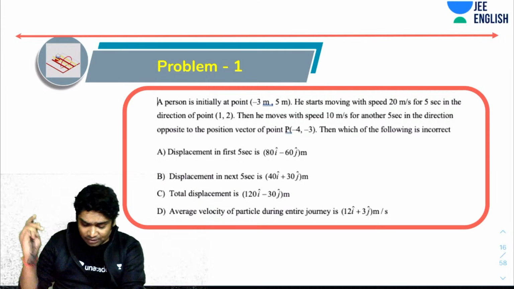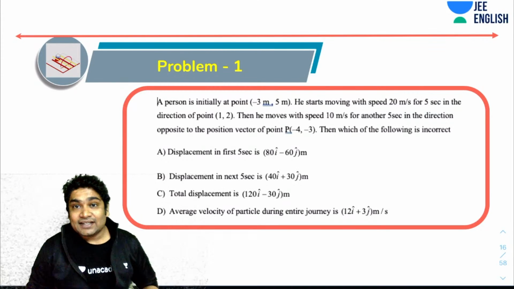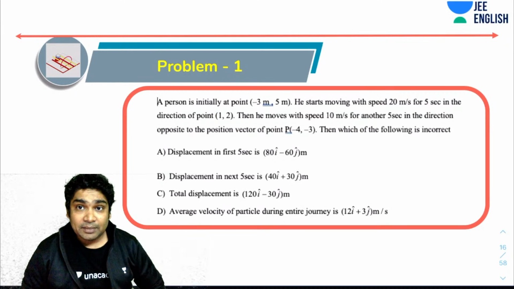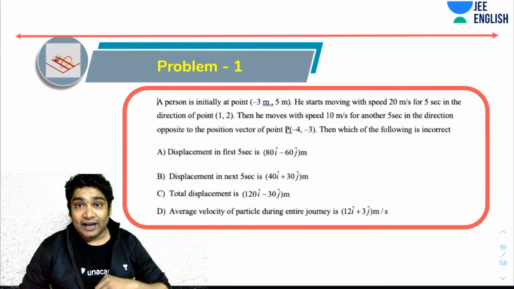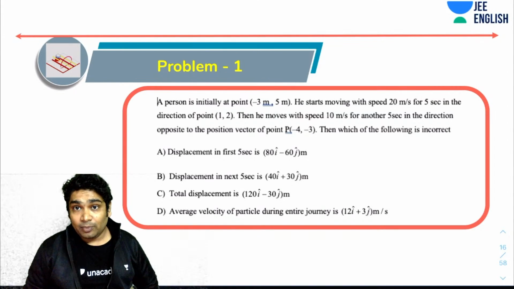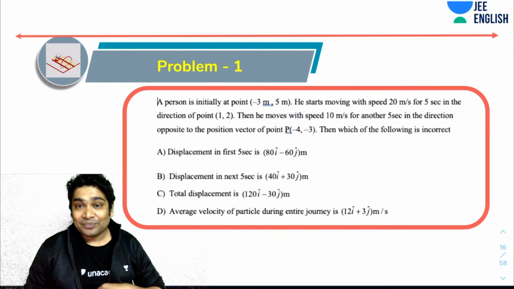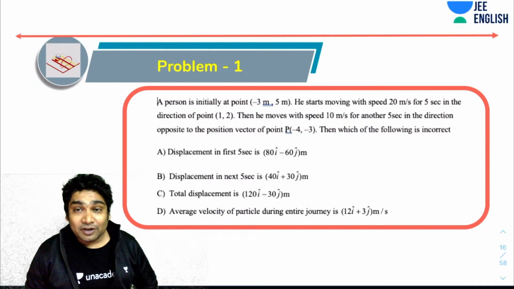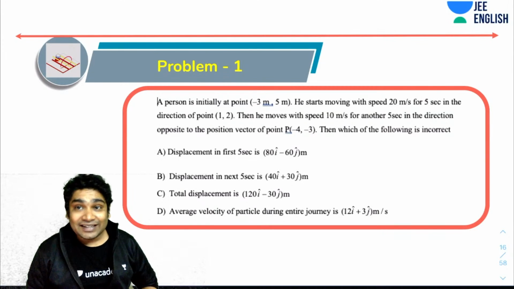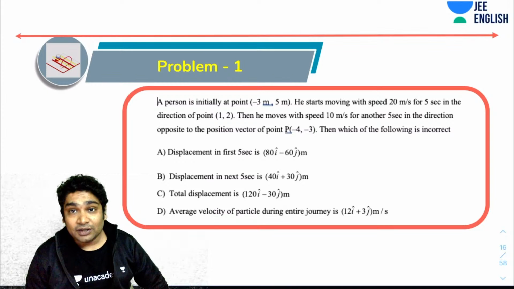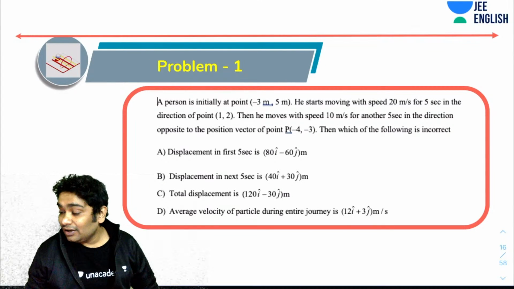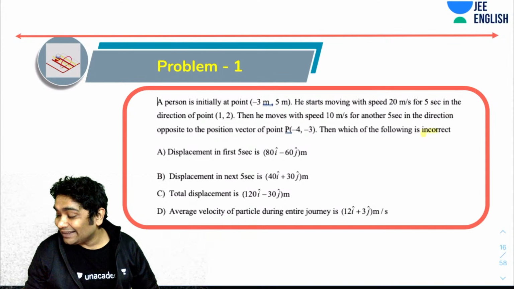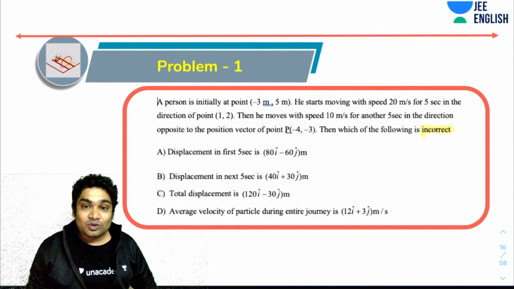That's a fairly simple question. The question says a person is initially at the point (-3 meters, 5 meters). He starts moving with a speed of 20 meters per second for 5 seconds in the direction of the point (1, 2). Then he moves with a speed of 10 meters per second for another 5 seconds in the direction opposite to the point P = (-4, -3). Which of the following is incorrect? Please pay attention. You have been asked which of the following is incorrect. So, what do you think the answer is?